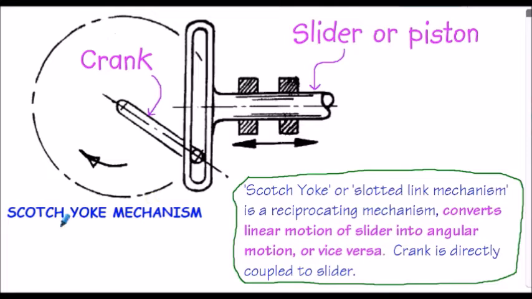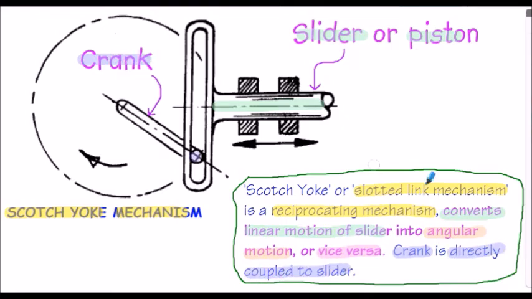Another illustration is the Scotch yoke mechanism, sometimes termed the slotted link mechanism. This is a reciprocating mechanism which converts linear motion of the slider, or sometimes termed the piston, shown here, into angular motion or vice versa. Notice the crank shown here is directly coupled to the slider shown here.